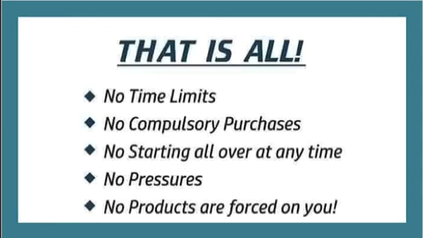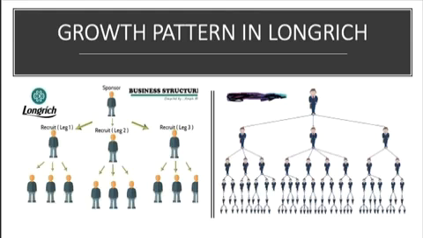And that's all. There's no time limit, there's no compulsory purchase, there's no starting all over at any time. There's no pressure and no product is forced on you. So this is the growth pattern. You come in, sponsor 1, 2, 3, and then you teach 1 to sponsor 3, teach 2 to sponsor 3. And before you know what's happening, you have gone from first generation to second generation to third generation, fourth generation, fifth generation, and the journey goes on and on.